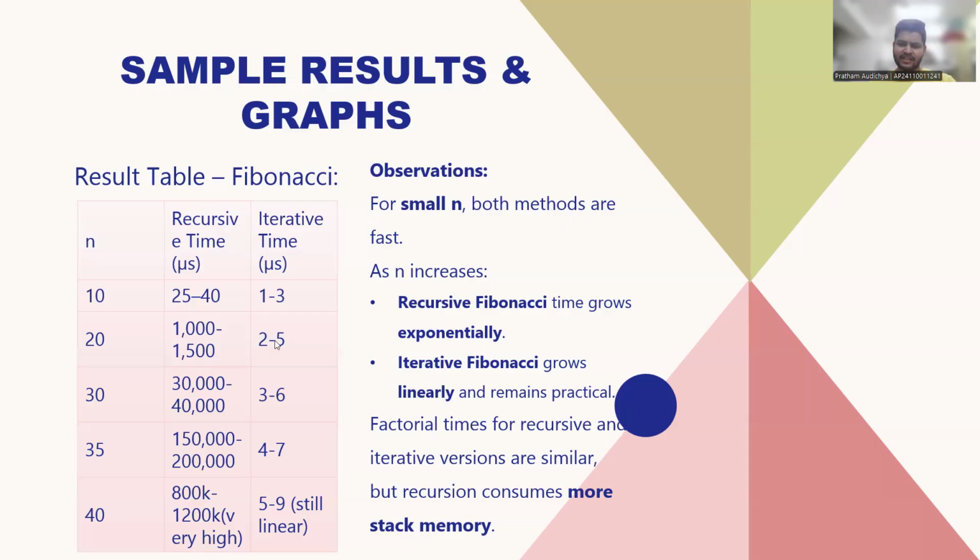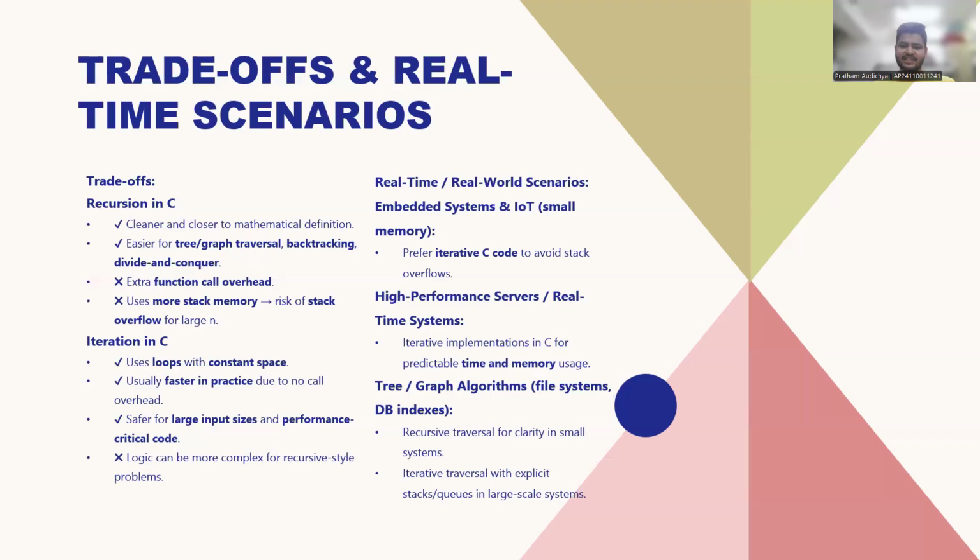Recursive Fibonacci increases exponentially, it becomes very slow. Iterative Fibonacci increases linearly. It remains fast and practical, even for larger values of n. Another observation is that recursion consumes more stack memory, while the iterative version uses very little memory. So from the results, we can conclude that iteration is much more efficient for larger input sizes. Moving on to the next slides.